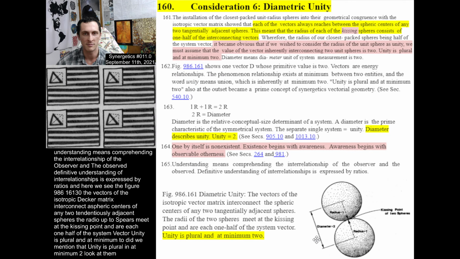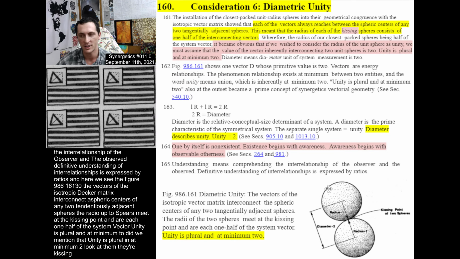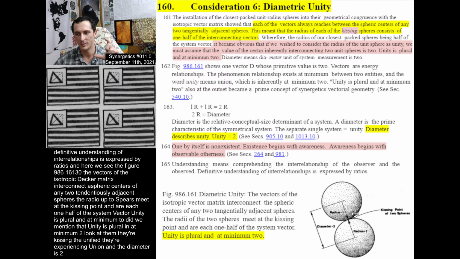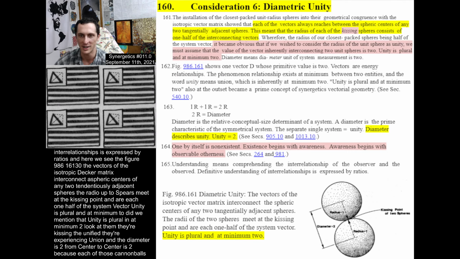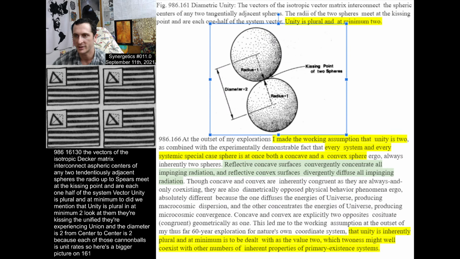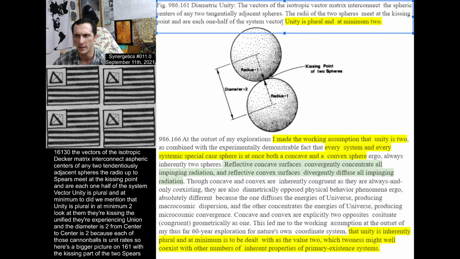Look at them. They're kissing. They're unified. They're experiencing union. And the diameter is 2. From center to center is 2 because each of those cannonballs is a unit radius. So here's a bigger picture on 161 with the kissing point of the two spheres. Oh yeah, did we mention that unity is plural and at minimum 2? I don't want to repeat anything, but you know.